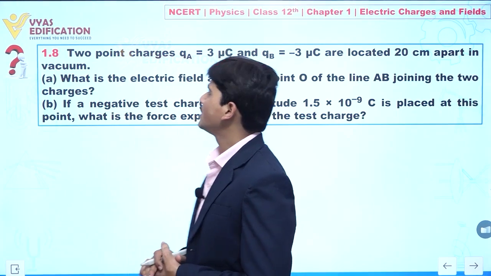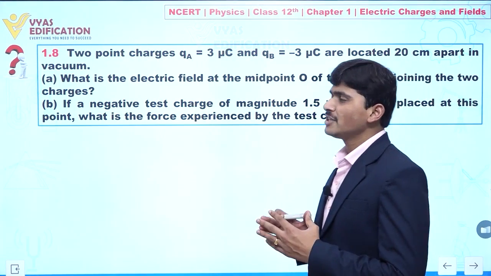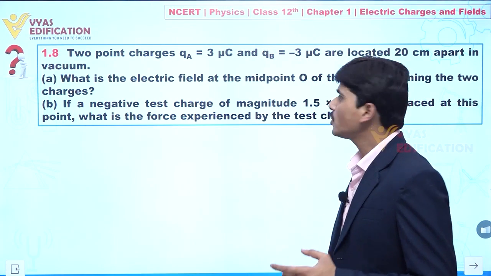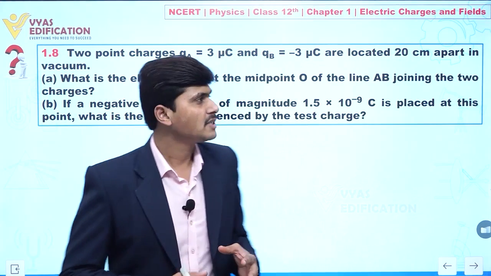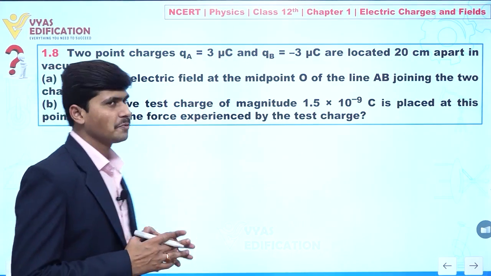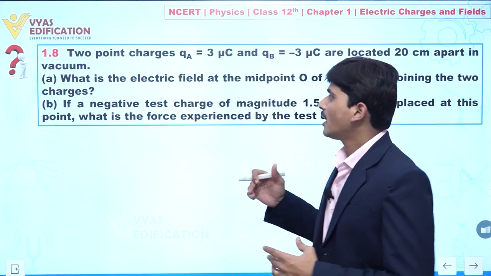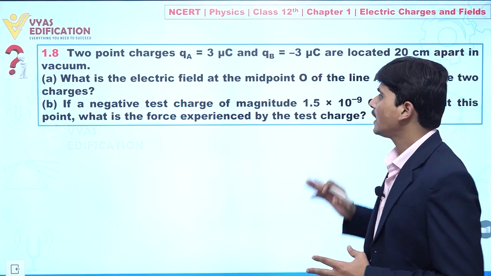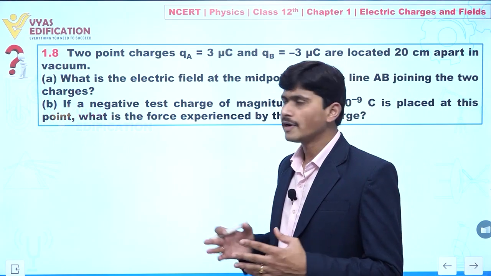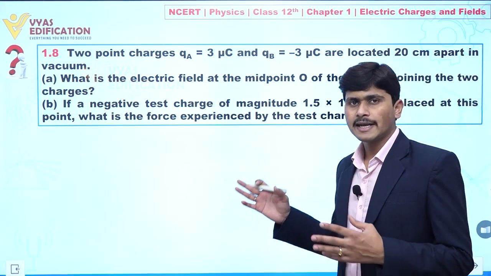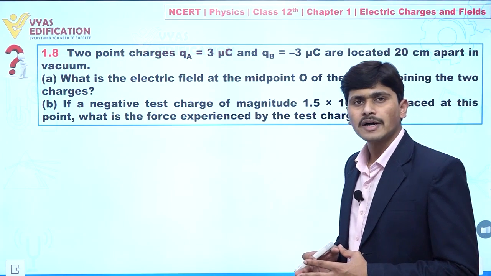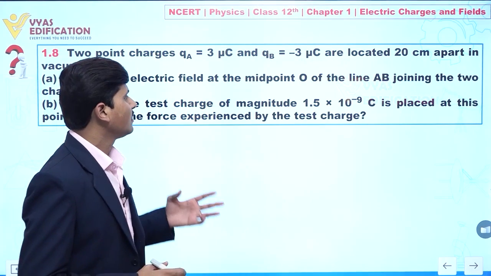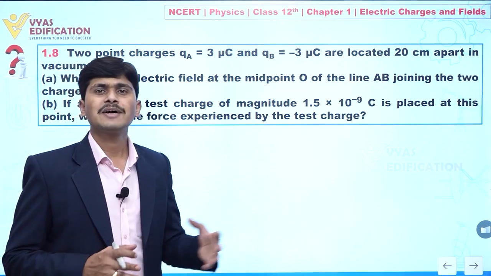Now dear student, we are going to discuss question number 1.8. In this question it is given that two point charges QA, that is 3 microcoulomb, and QB, minus 3 microcoulomb, are placed 20 centimeter apart in vacuum. Clear? Now we have part A: what is the electric field at the midpoint O on the line AB joining the two charges? Okay, fine. Second, if we put a negative test charge of magnitude 1.5 into 10 to the power minus 9 coulomb, or 1.5 nanocoulomb, then what will be the force experienced by this test charge?